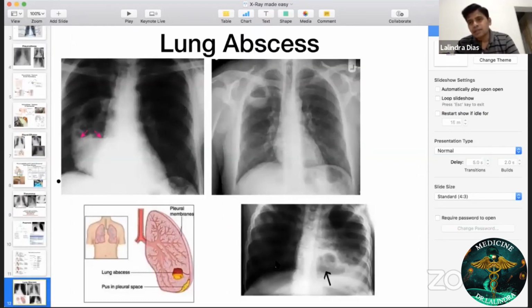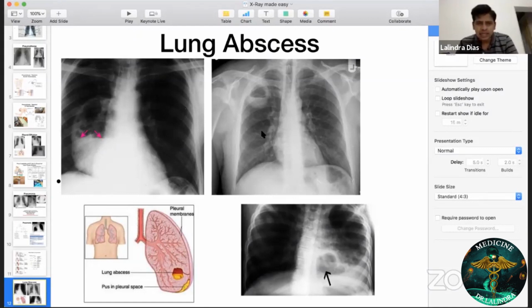Then comes another infection of the lung, called lung abscess. What is an abscess? An abscess means a pus-filled, fluid-filled cavity. In the lung you can get an abscess; you can also get abscesses in the brain, liver abscess, renal abscess, bone abscesses. You can get abscesses anywhere in the body. So this is a lung abscess.